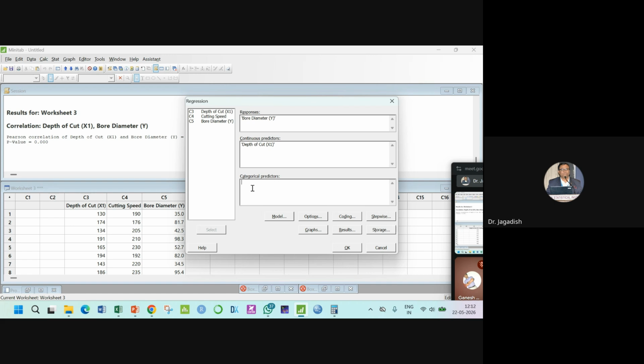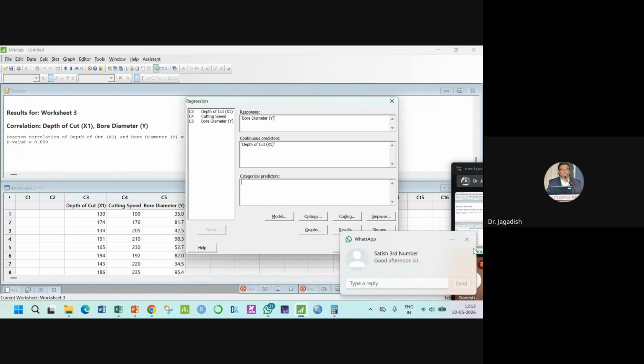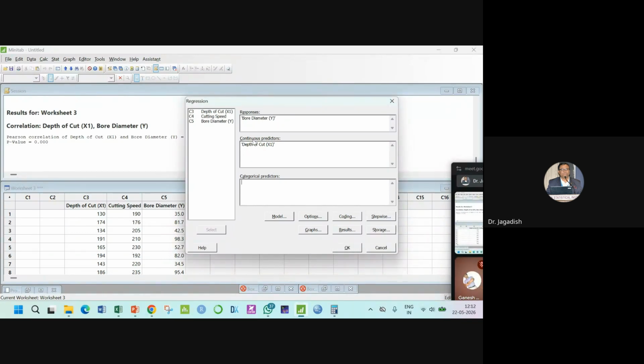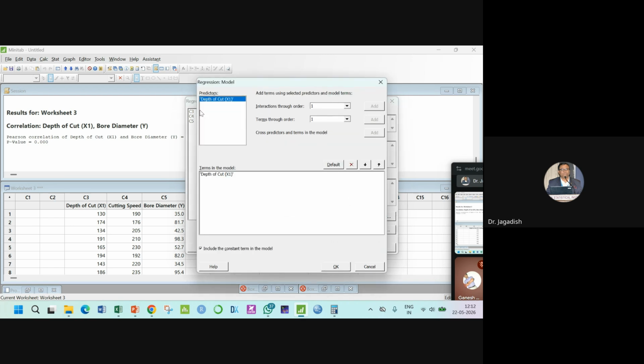Whereas it may also be possible that your speed is low, medium, high, and y is your MRR, then we can use a categorical variable predictor here. The option is available in Minitab. We can use continuous variables as well as categorical variables. Here I do not have any categorical variable, but depth of cut is a continuous variable, so therefore I have chosen depth of cut. Okay, and then in Model there is nothing to be changed, because only one variable is there, no need to change anything.